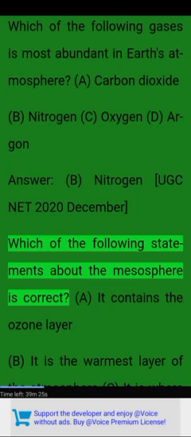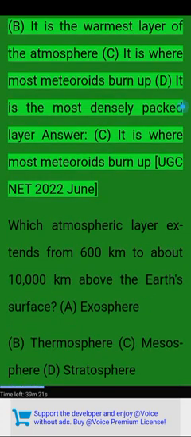Which of the following statements about the mesosphere is correct? A. It contains the ozone layer. B. It is the warmest layer of the atmosphere. C. It is where most meteoroids burn up. D. It is the most densely packed layer. Answer: C. It is where most meteoroids burn up.